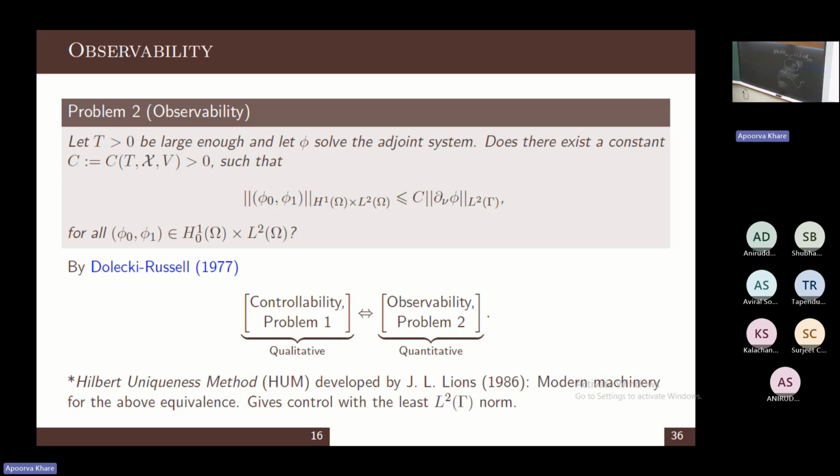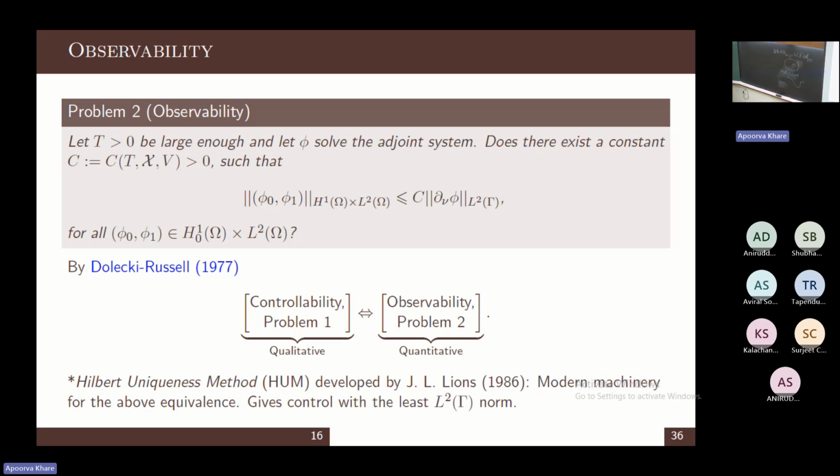So why are we bothering about all this observability thing? It's because of a result by Dolecki and Russell, which basically said that studying the controllability of the original system is equivalent to studying the observability of the adjoint system. And why is this helpful? If you recall the definition of controllability, it says you are given two points and you want to find a control which will take you from the initial to the final point. And this is a very qualitative definition.